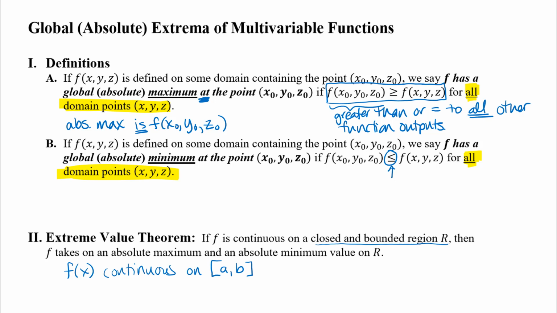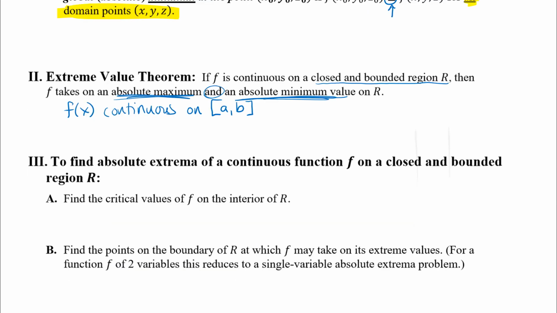If we have a continuous function and we're interested in looking at that function on a closed and bounded region, then the function takes on both an absolute maximum and an absolute minimum value on that region. Okay, so the next part that we'll look at is how to actually find those values.